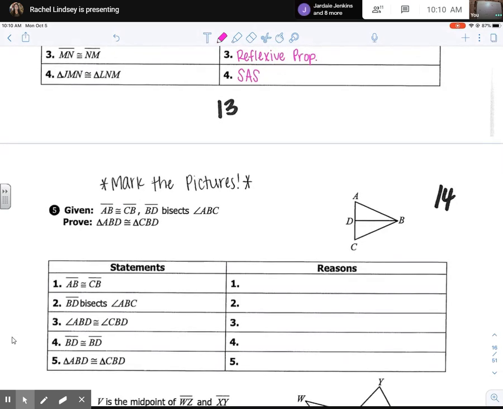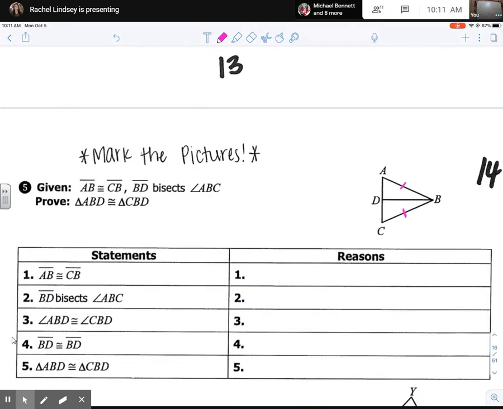Okay, number 5 has something new here. It's got a bisect in there, so we're going to have something different this time, or something new. So first thing it tells me, I'm given AB is congruent to CB. So the first thing I'm going to do is go mark those two sides congruent. AB congruent to CB. And I know that's true because it is given to me.